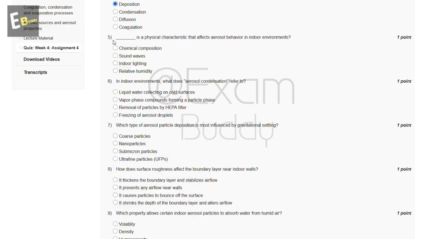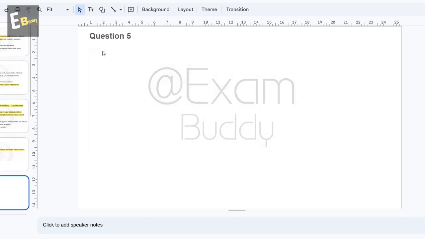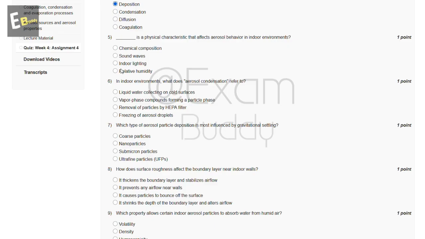Now the fifth question is: which is a physical characteristic that affects aerosol behavior in indoor environments? These are the options: chemical composition, sound waves, indoor lighting, relative humidity. Let's check the answer. The answer to our fifth question is D: relative humidity.